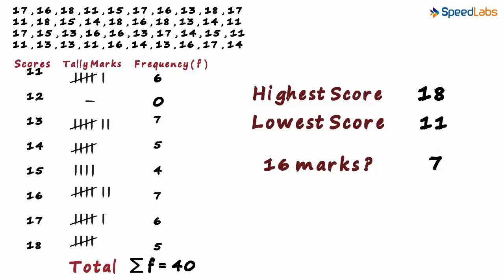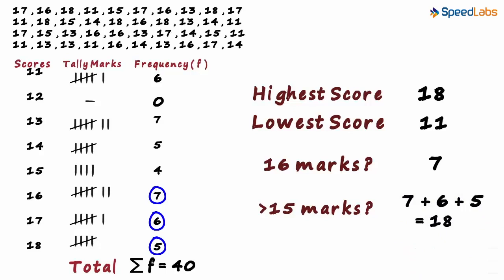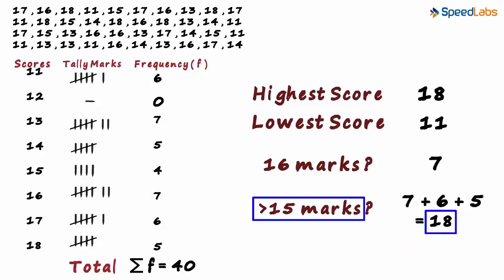Here's an interesting one. How many students scored more than 15 marks? Try answering it in your notebook. It means how many students scored 16, 17 or 18 marks. It will be the sum of these 3 frequencies. It will be 7 plus 6 plus 5, which equals 18. 18 students have scored more than 15 marks.